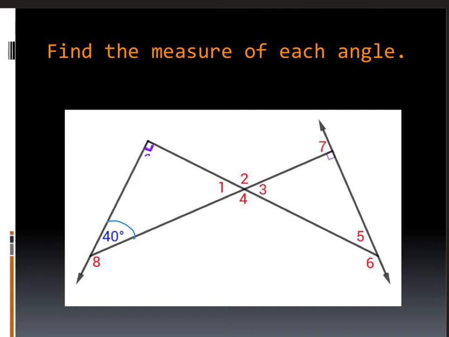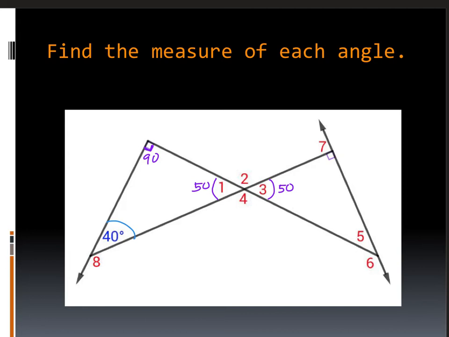So that means that this is 90 degrees. So that means that this angle would have to be 50, because if angle 1 is 50, then that will make this triangle over here 180. So if angle 1 is 50, then we know angle 3 is also 50 because those are vertical angles.